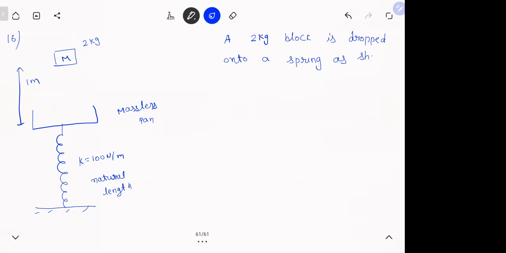So what will happen when this thing falls on that? The spring will get compressed, no? So the block will come, fall on the spring, and the spring will get compressed. Find the maximum compression in the spring. So the block will come, hit the pan, then the spring will compress. So what is the maximum compression in the spring?